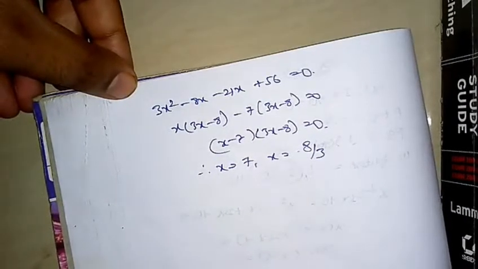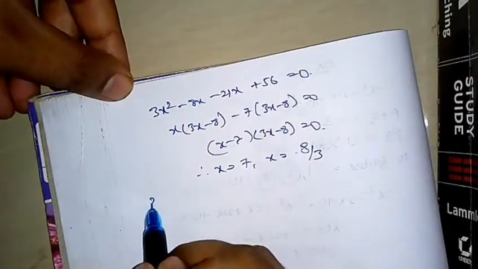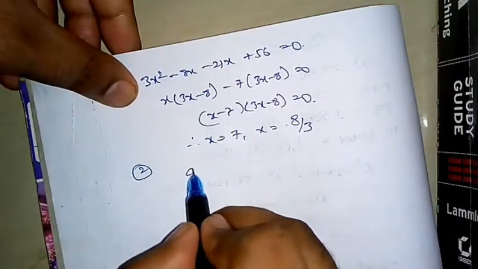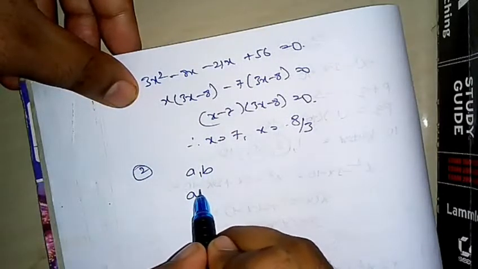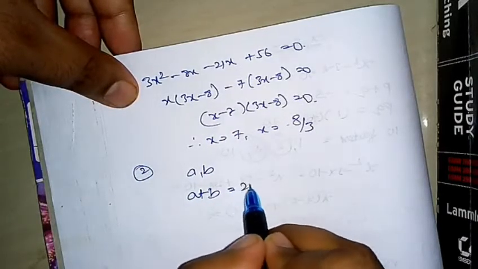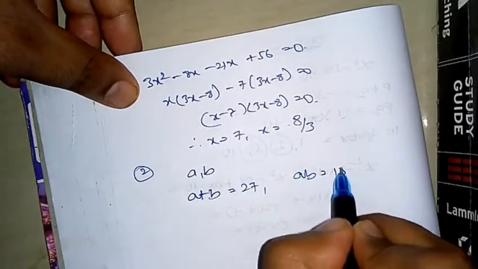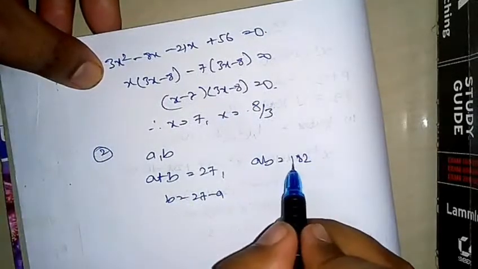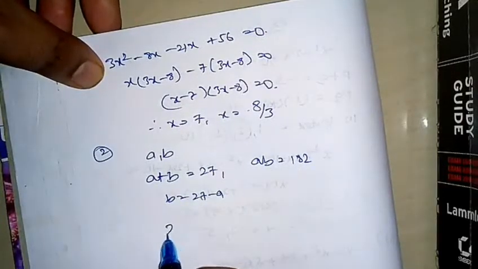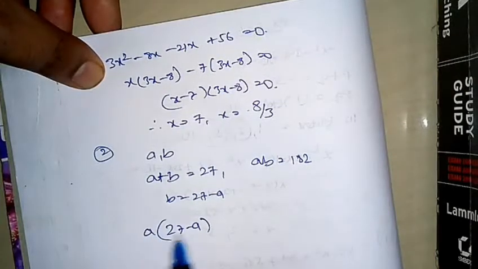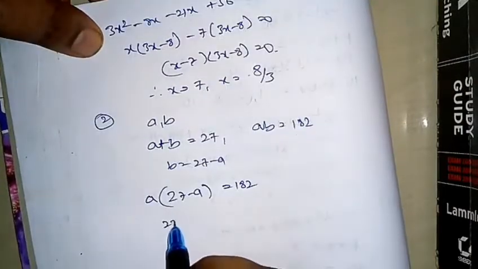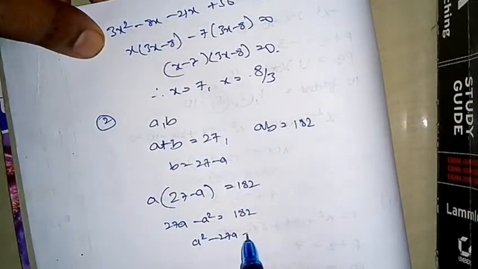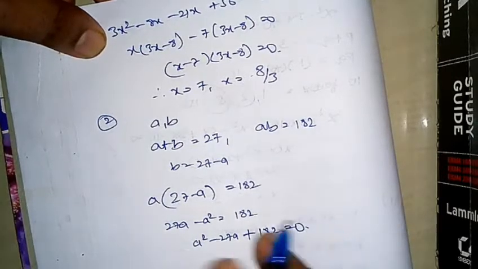Let's solve next question, second question. Find two numbers whose sum is 27 and product is 182. Let a, b be two numbers. So sum is 27: a plus b is equal to 27 and ab is equal to 182. So from this you can write b is equal to 27 minus a. Substitute this in the equation, you get a into 27 minus a is equal to 182. So 27a minus a square is equal to 182. So a square minus 27a plus 182 is equal to 0.